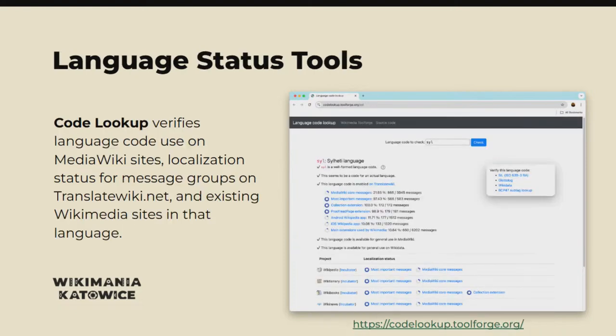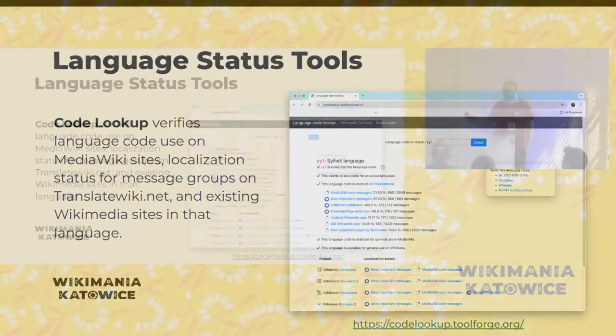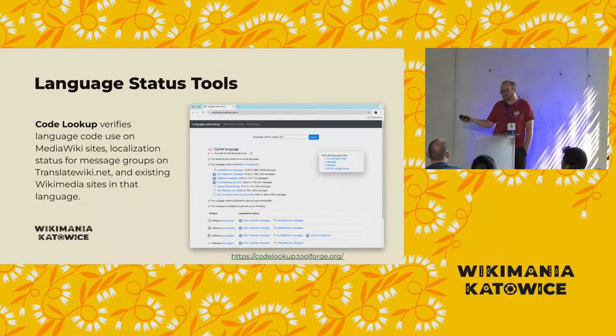One of the links goes to this tool that I wrote. This iteration is an improvement of a tool that stopped working that we had for many years, called language code lookup. It gives you an overview of some of the things that a language community needs to do in order to get approved, including translations in TranslateWiki, because we want to have a bare minimum of the interface translated into a language before we approve it.